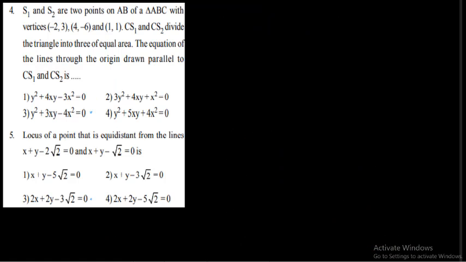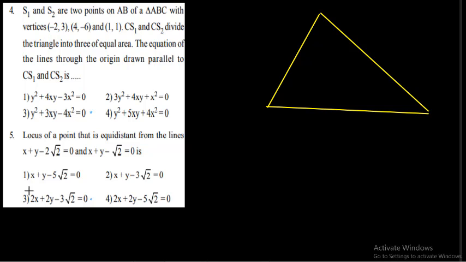So next question. S1, S2 are the points on AB of a triangle ABC with vertices minus 2 comma 3, 4 comma minus 6 and 1 comma 1. First of all, I want to draw the diagram for that. Students, listen. This is a triangle, say ABC. A vertex is given as minus 2 comma 3. B is given as 4 comma minus 6. C is given as 1 comma 1.